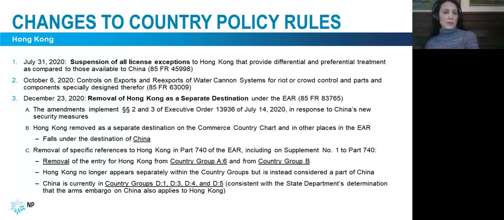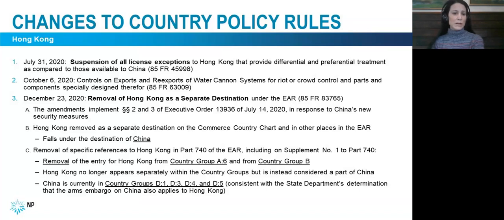And that's not meant to be derogatory, but just as we all know, we take a look at the EAR and the restrictions that apply to China. Those are strict restrictions. So Hong Kong is now subject to the same restrictions. So again, that kicked off in July. In October, then, given demonstrations in Hong Kong, there were controls on water cannon systems that could be used for riot control.